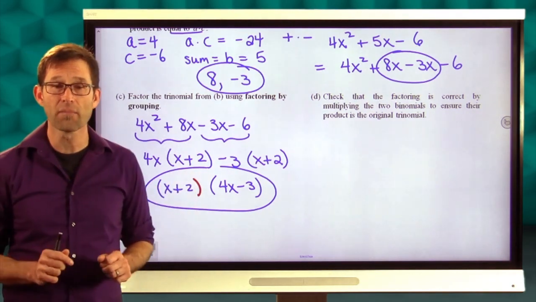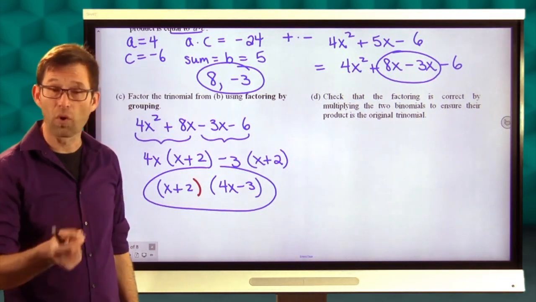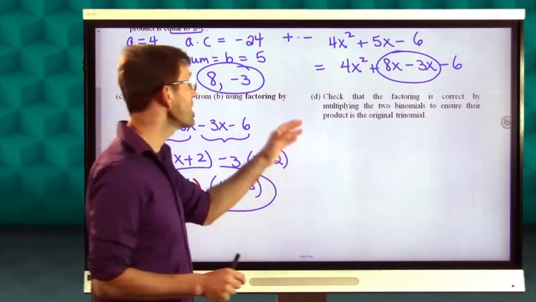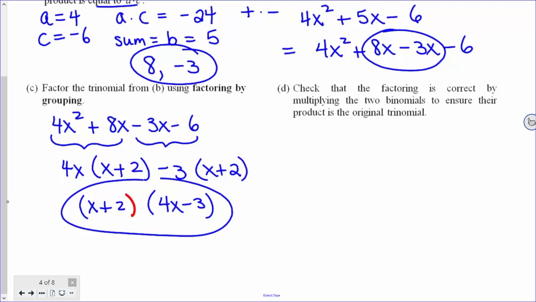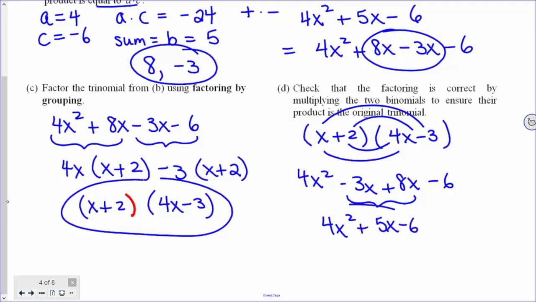Now, just like the guess and check method, it doesn't hurt to actually check this to make sure that it actually works out to be correct, right? And it says check that the factorization is correct by multiplying the two binomials to ensure their product is the original trinomial. So I'm going to do my FOIL, so I'll get 4x squared, I'll get -3x, positive 8x, minus 6, these two combine to give me 4x squared plus 5x minus 6.